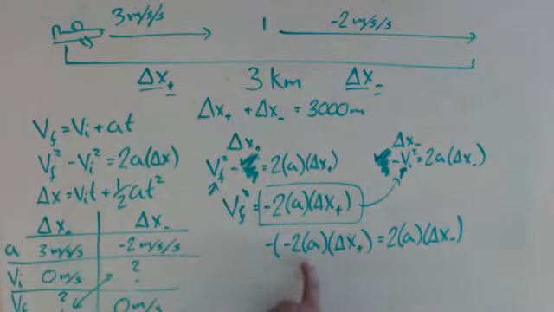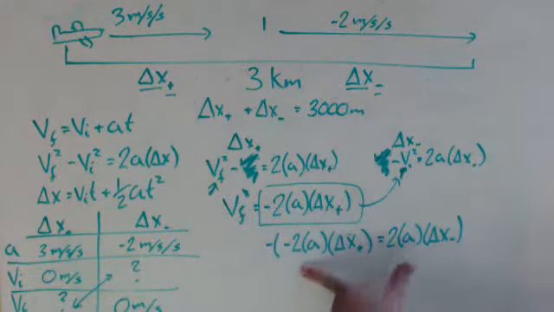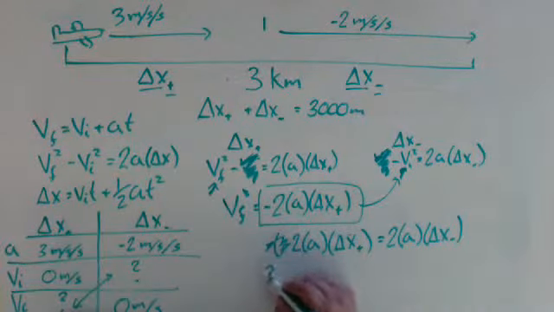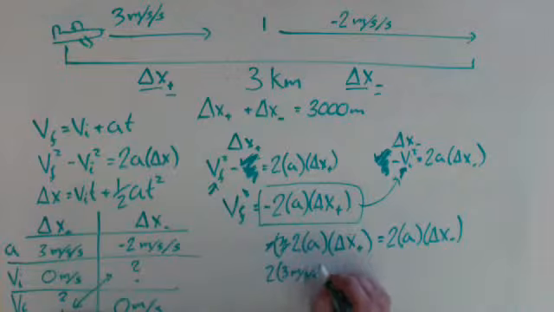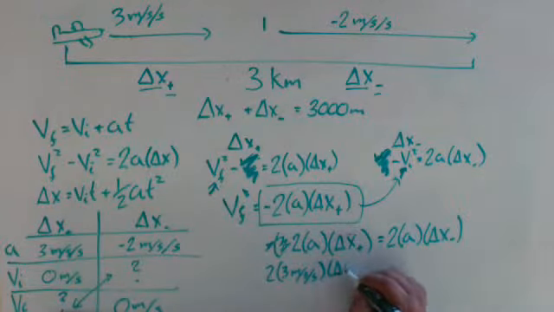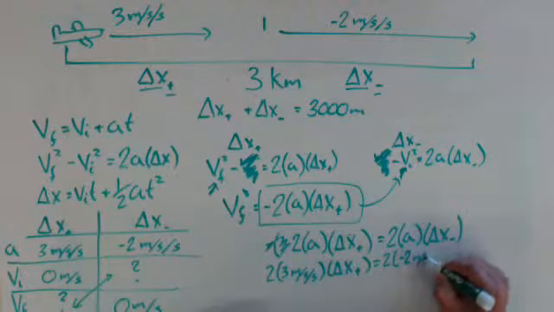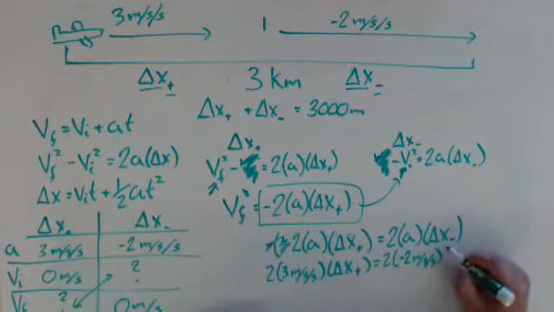Normally I don't put in the accelerations until the very end, but I do want to make sure that I keep them separate from each other. So these negative signs go away. I'm left with 2 times 3 meters per second squared times delta x plus is equal to 2 times negative 2 meters per second squared times delta x negative.